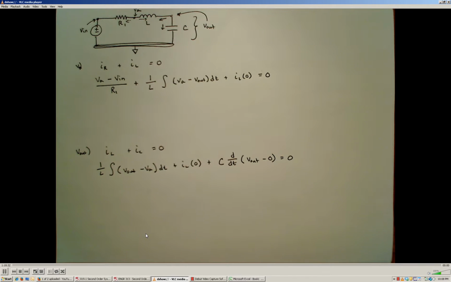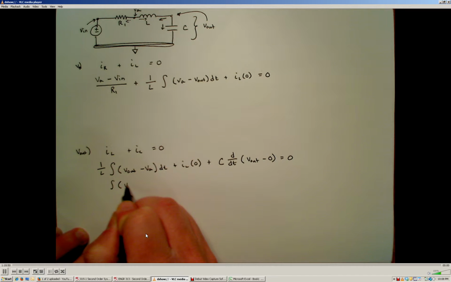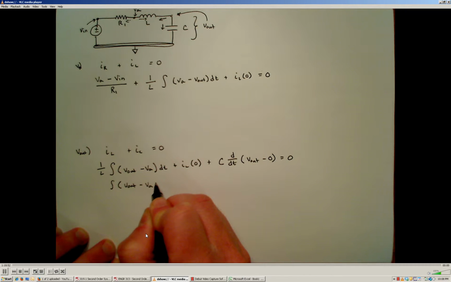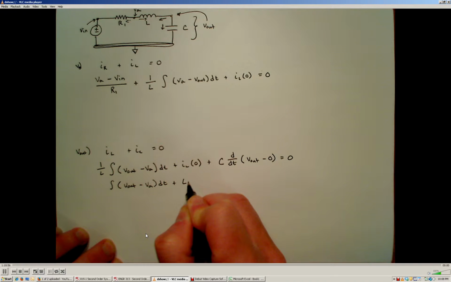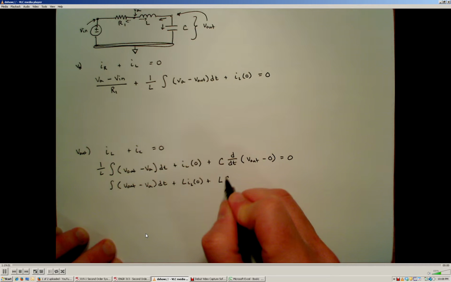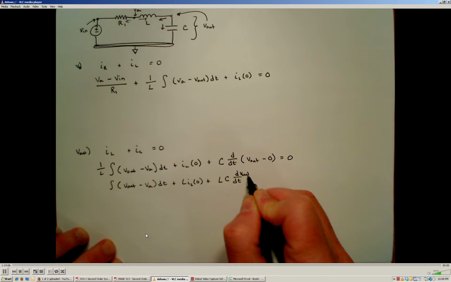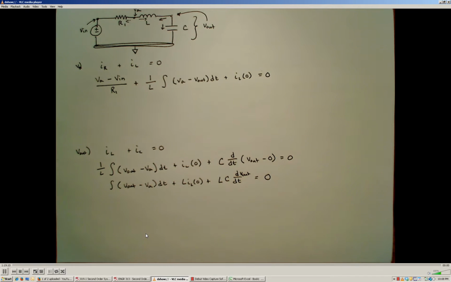The first thing I'm going to do is multiply everything by the constant L, so that I can make my life a little bit easier. That will give me the integral of Vout minus VA dt, plus L times IL(0), plus the inductance times the capacitance times the rate of change of the output voltage across the capacitor, which must sum to 0.